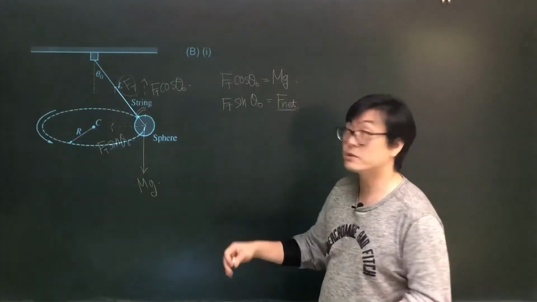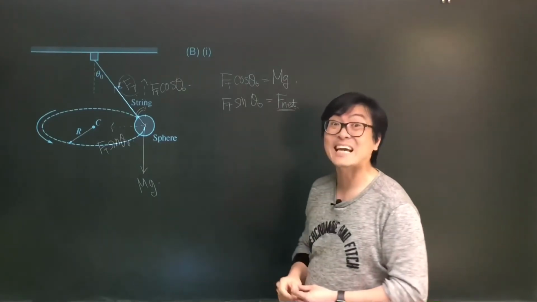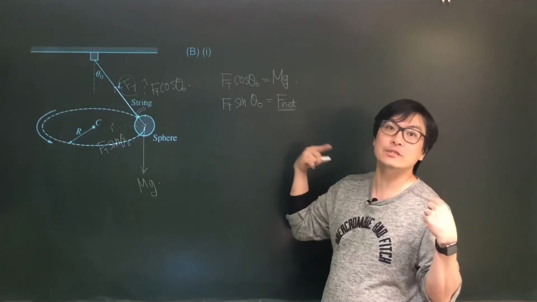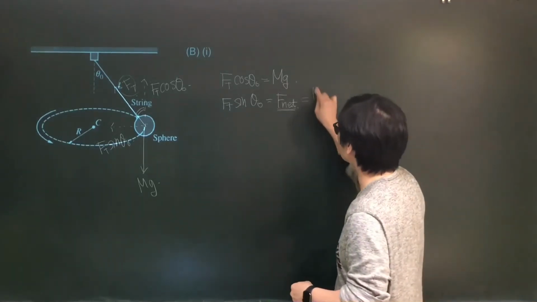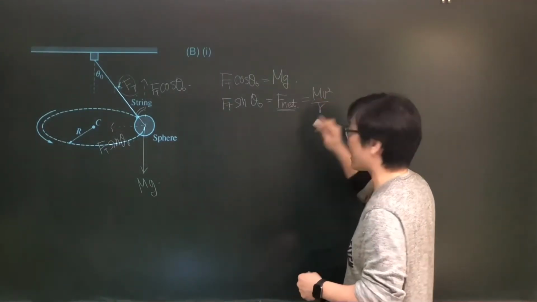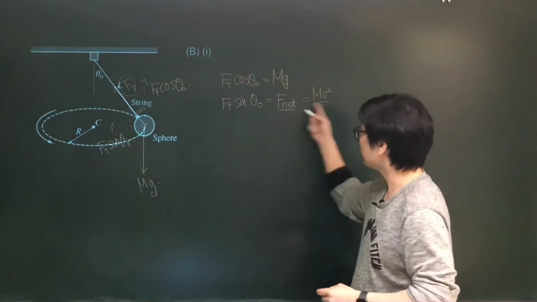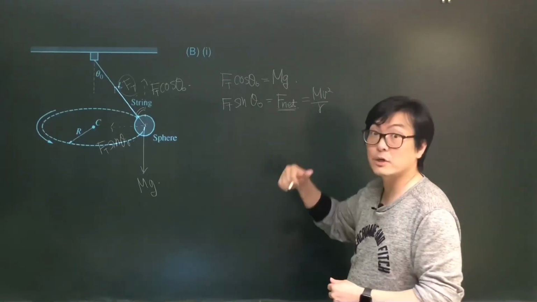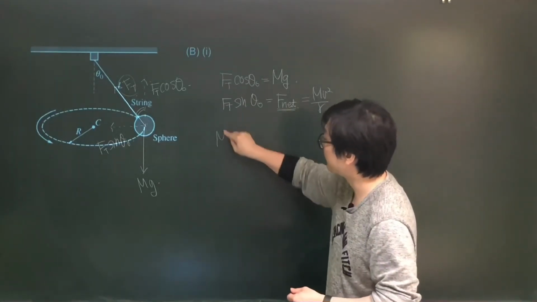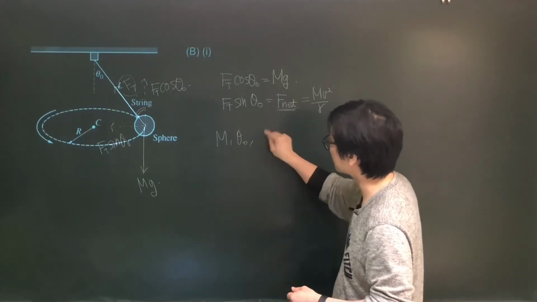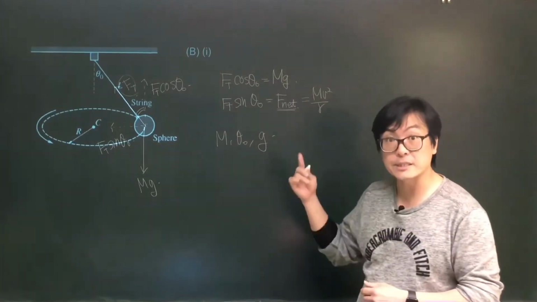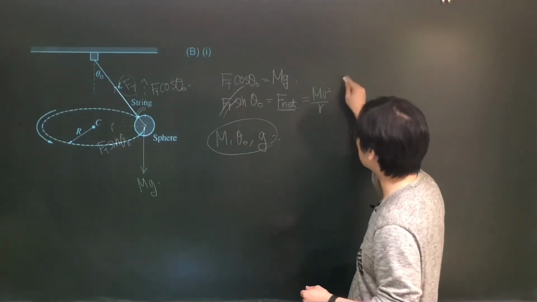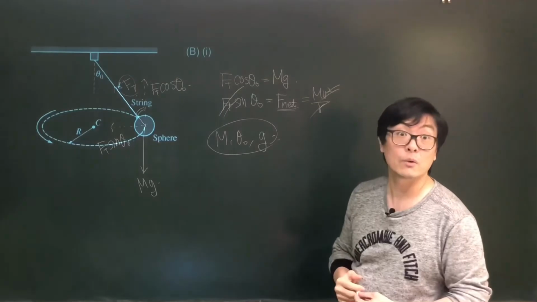Yes, a lot of students write down tension sine theta 0. Or some students think, oh, net force, I know the net force is centripetal force for this case, so net force is mv squared over r. Aha, I got the answer. No, none of them is the right answer. Why? Because the question says you need to express that equation in terms of m, theta, for this case theta 0, and a physical constant, for this case g. You need to use these three, not tension, not v, r, whatever.